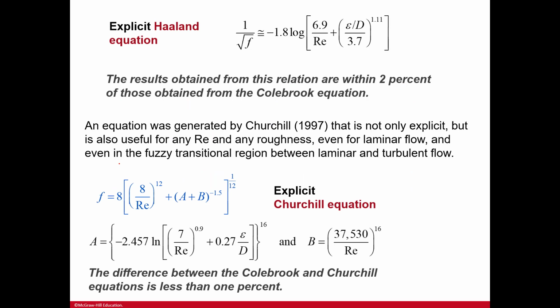So you have the explicit Haaland equation, and the results obtained from this relation are within 2% of those obtained from the Colebrook equation. And here's the explicit Churchill equation, which was generated by Churchill in 1997, that is not only explicit but is also useful for any Reynolds number and any roughness, even for laminar flow, and even in the fuzzy transitional period between laminar and turbulent flow. And you can see that the difference here is less than 1%.